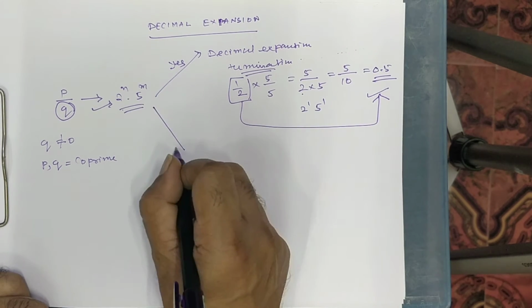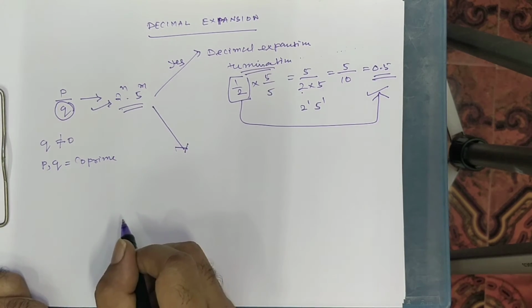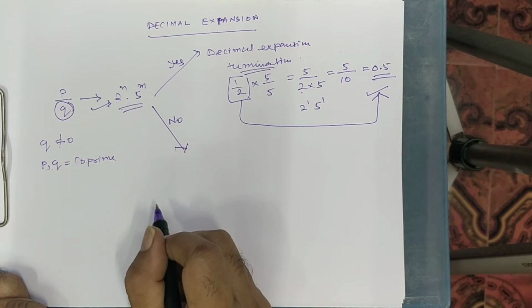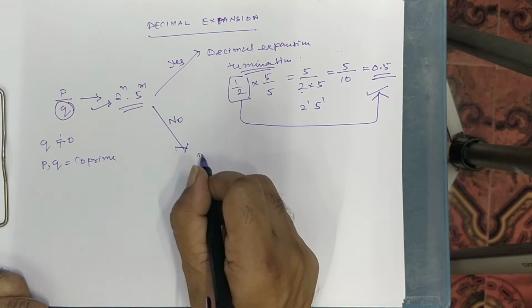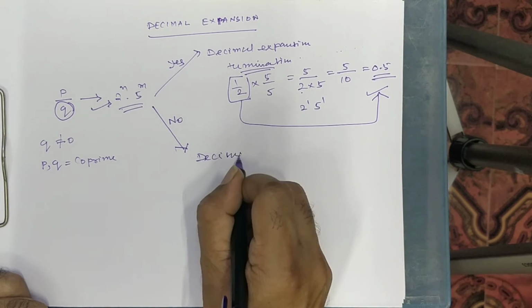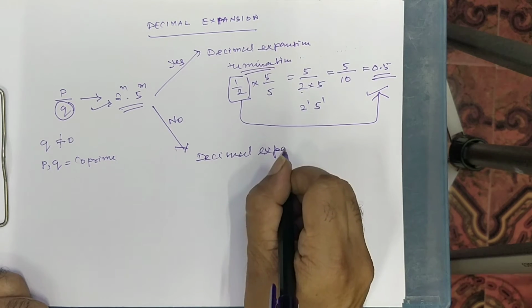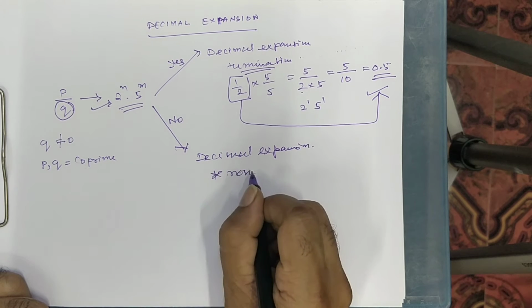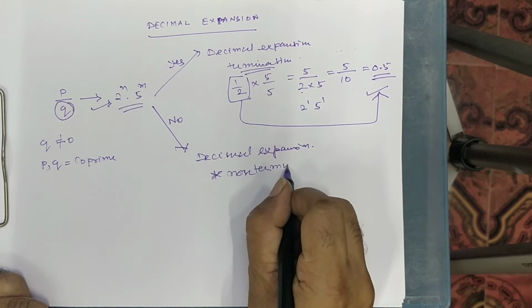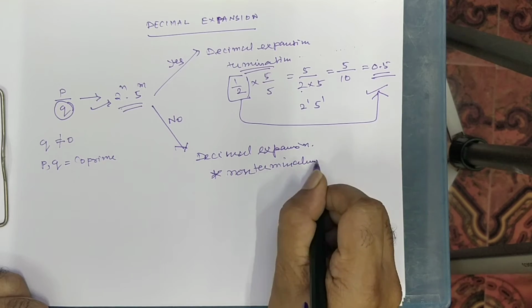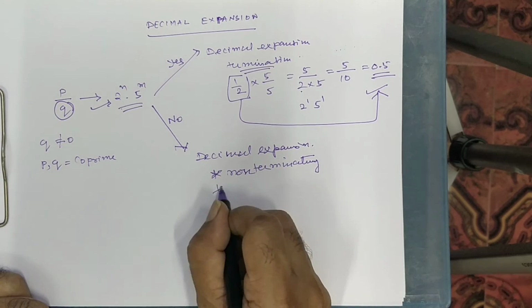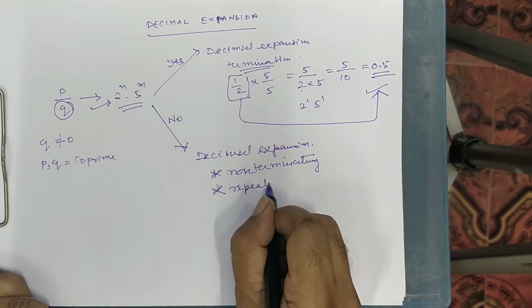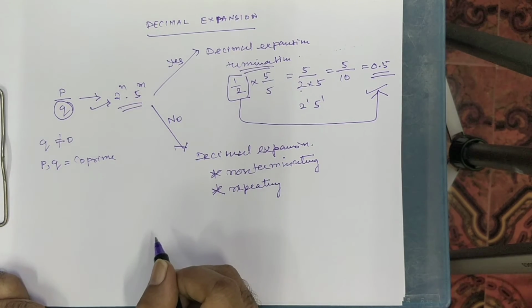And if q is not in this 2 power n, 5 power m form, then when you have the decimal expansion, this will be non-terminating, and also repeating. Non-terminating means repeating. You can call it non-terminating or recurring or repeating.